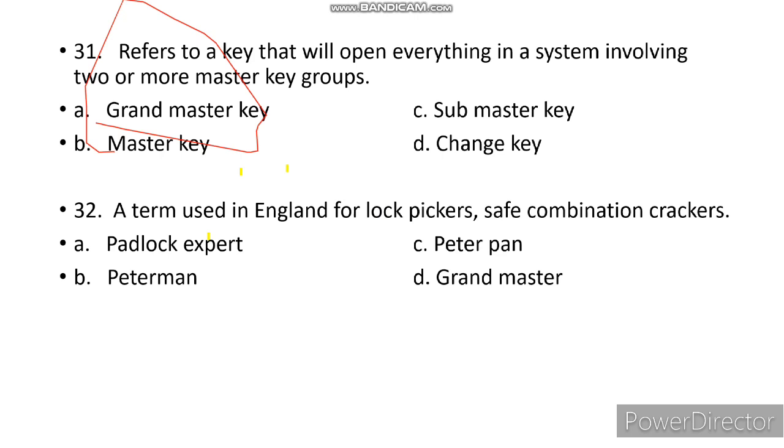32. A term used in England for vault pickers and safe combination crackers. Yung mga magagaling magbukas ng mga kandado. Kidding aside yan. So, sino ang tawag sa kanila? Si Peterman. Yes! I think highlighter would be good.